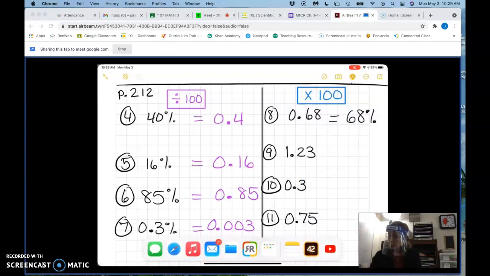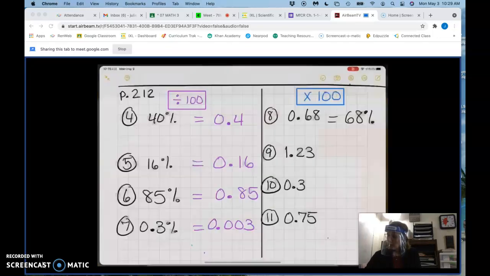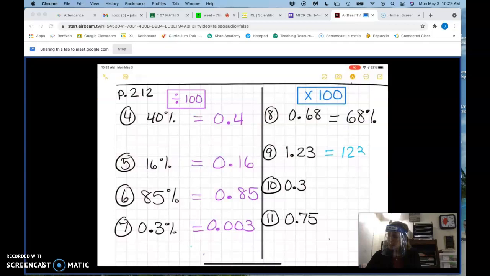How about the next one? 1.23 times 100 equals 123. Don't forget your percent sign.